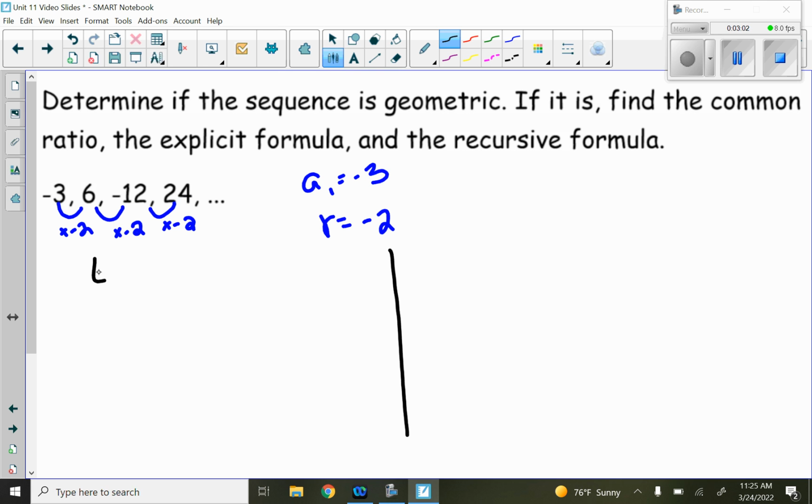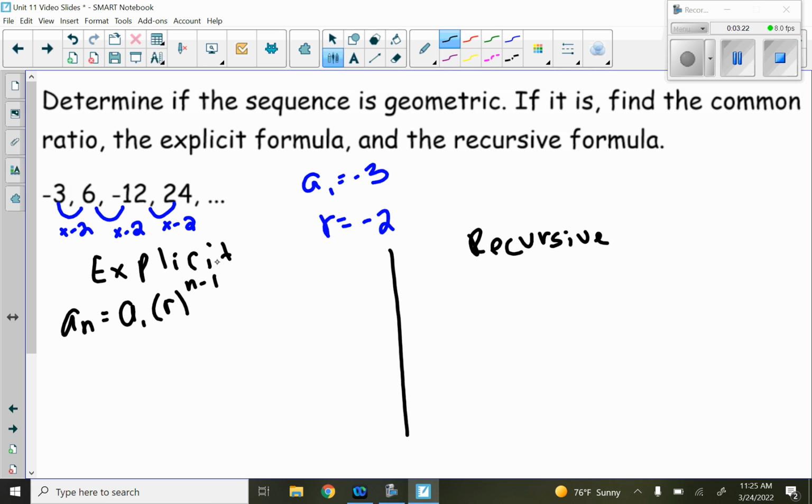So explicit and recursive. Our explicit formula, A sub n equals A sub 1 times R to the n minus 1. So you should get A sub n equals -3 times -2 to the n minus 1.